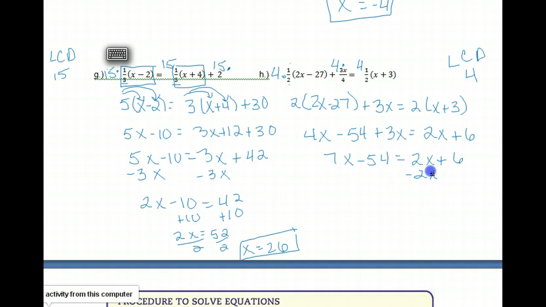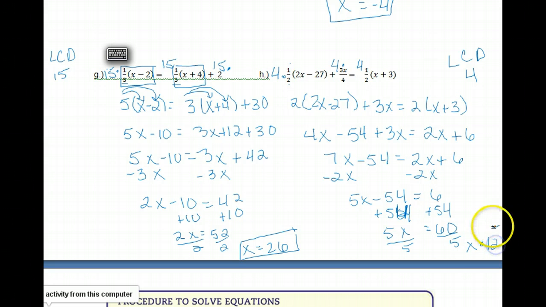We will subtract 2x from both sides. So that gives us 5x minus 54 equals 6. To undo subtraction, we will add 54 to both sides. 5x equals 60. Divide both sides by 5. And x equals 12.